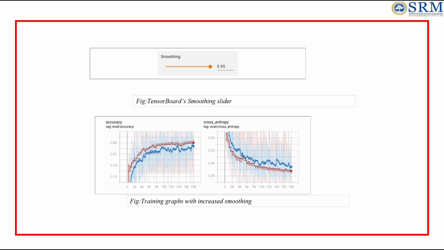We can see in the figures that we can adjust the smoothing sliders, and the training graphs with increasing smoothing show the accuracy and cross-entropy. Okay, next we'll see how to keep Colab running in the next video.